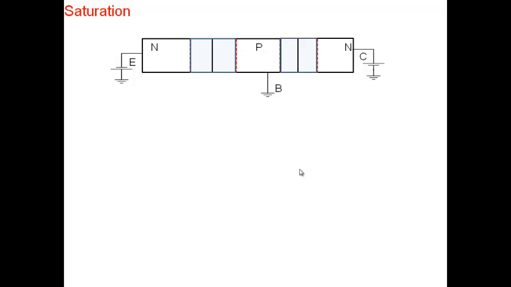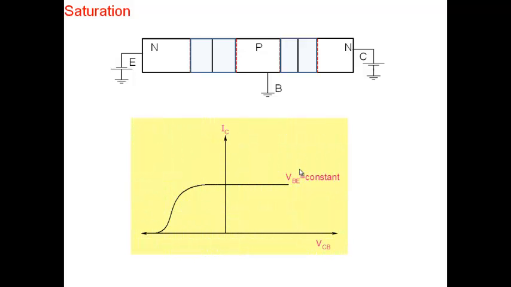So the idea here is as follows. I've drawn a graph here of IC versus VCB, collector base voltage, and the base emitter voltage is constant. All right, which means that this junction that you see here is biased at a constant voltage, and this voltage here between collector and base is what we are varying. So when collector base voltage is positive, we are in forward active mode.